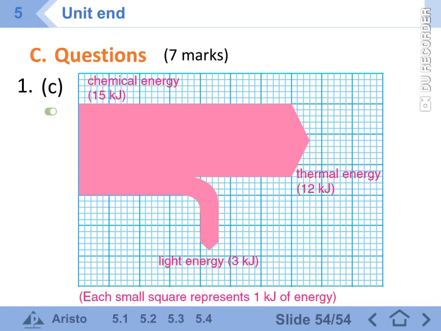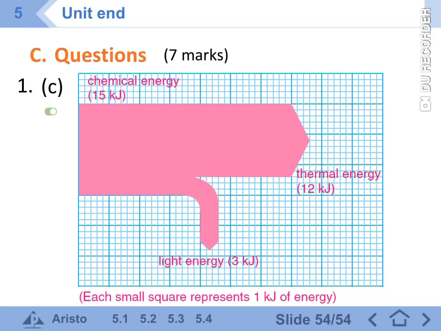Each square represents 1 kilojoule. So for the input of chemical energy of 15 kilojoules, there are 15 squares on your left. And then on the right, we have 12 squares, because the thermal energy, the desirable outcome, only has 12 kilojoules. The other 3 kilojoules are converted into light energy, so it just goes down that way, okay? You may ask me what the length of it is. It doesn't matter, as long as the width is right, since the width is the important one.